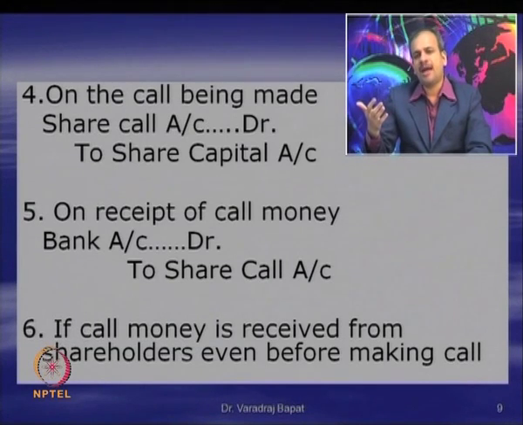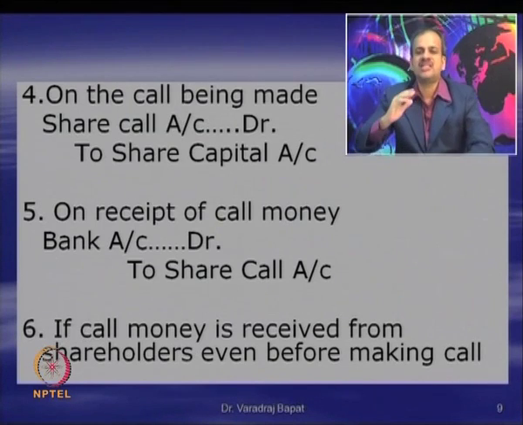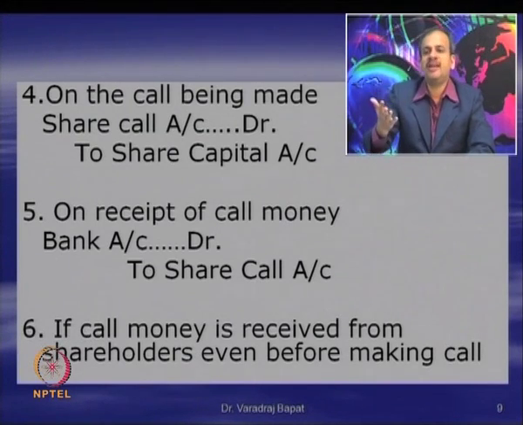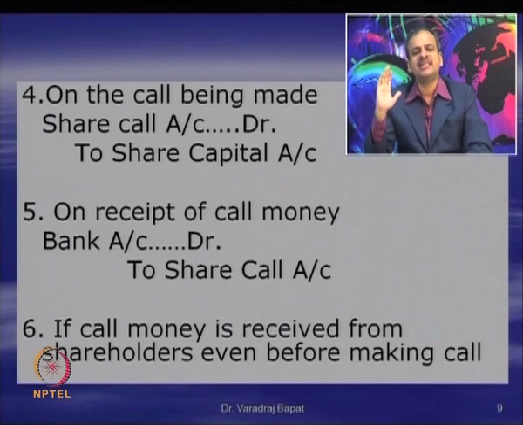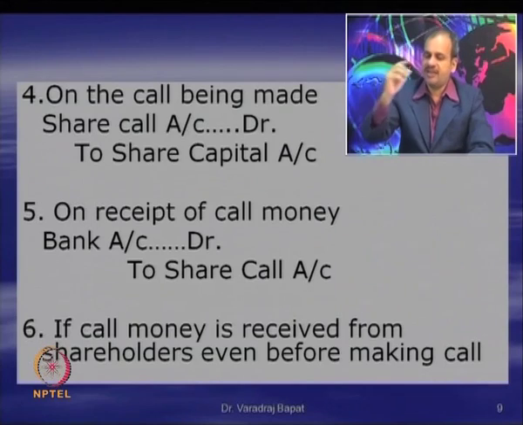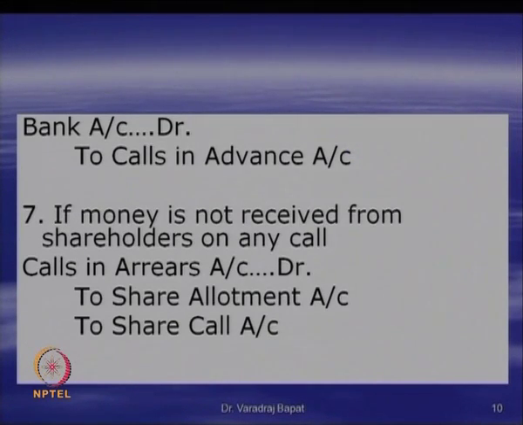Now, sometimes what may happen is, some shareholders may pay the money in advance, while some shareholders will not pay the money, so the money will become outstanding. Let us see now the entries for that. Entry number 6, as you can see here, is if the call money is paid in advance by the shareholders. In this case, bank account is debited and a separate account called calls in advance account is credited.